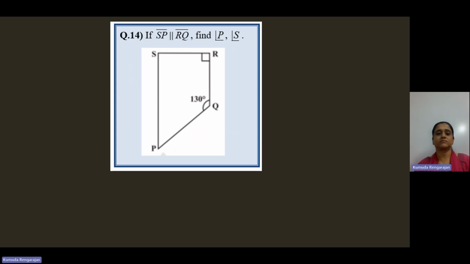S is equal to 90. It's a right trapezium. Correct. This one is a right trapezium. See, it's given that SP is parallel.